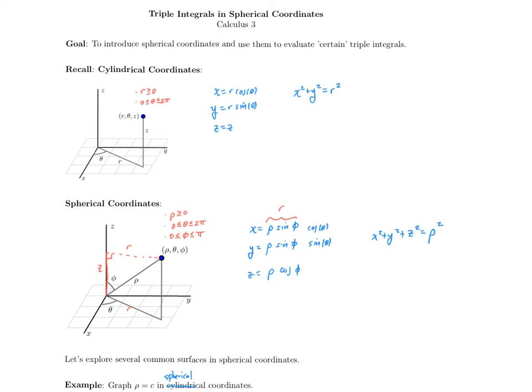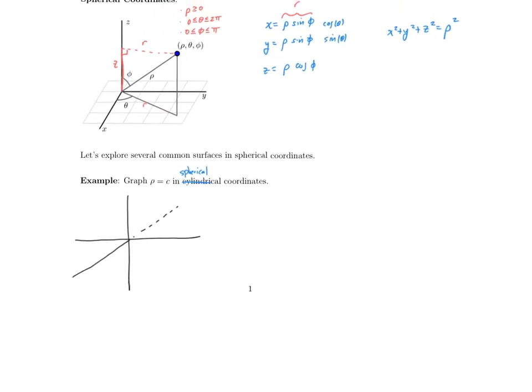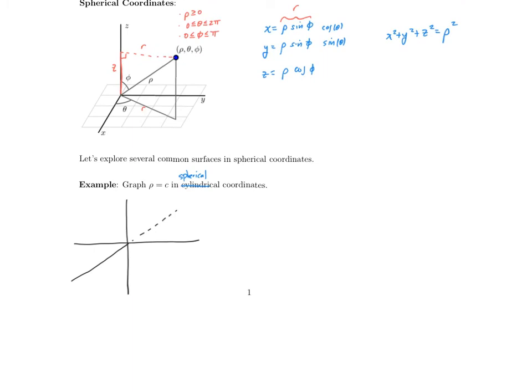Let's now look at a few common surfaces that are easily described in terms of spherical coordinates. The first such example is to graph rho equals a constant in spherical coordinates. And we're assuming that this is a positive constant to meet our above restrictions. Thinking about this in terms of a set of points, we're thinking of all points in spherical coordinates where the only restriction we have is that rho is a fixed constant.